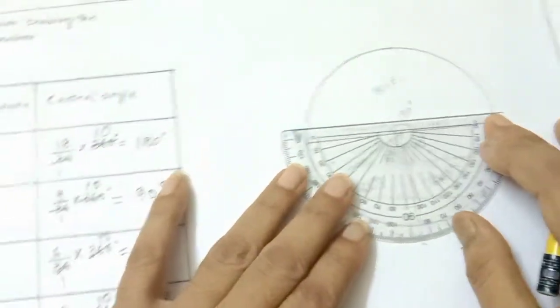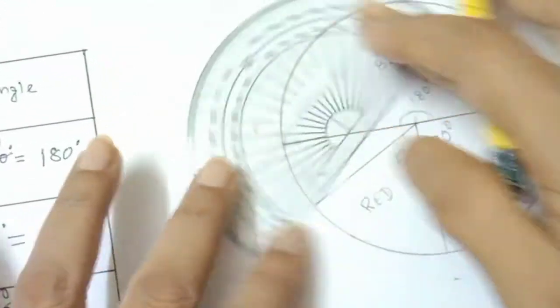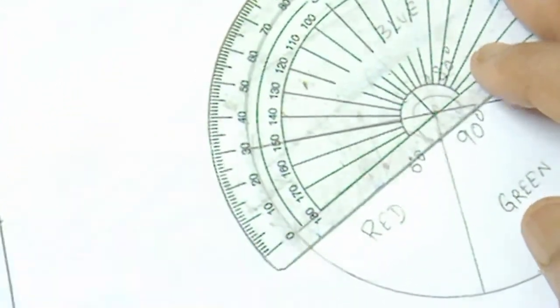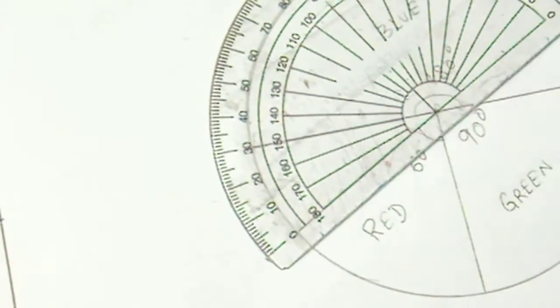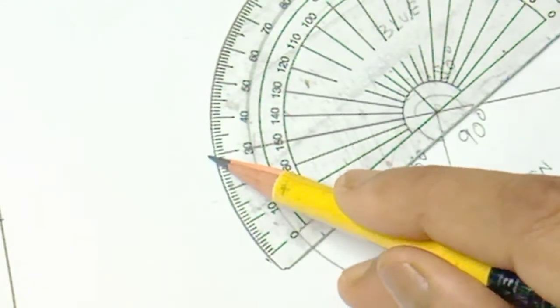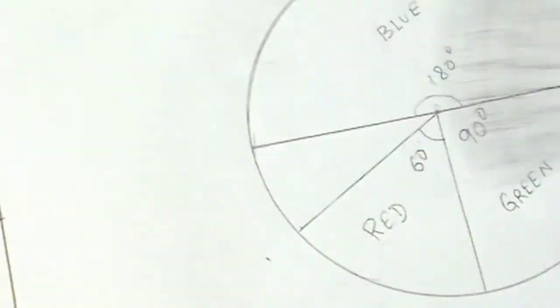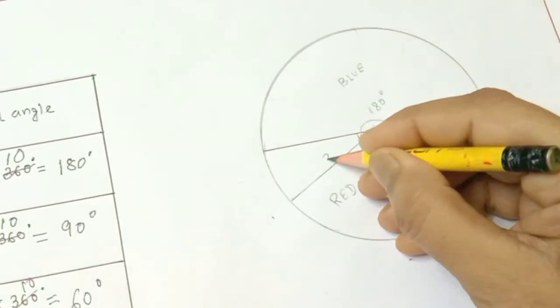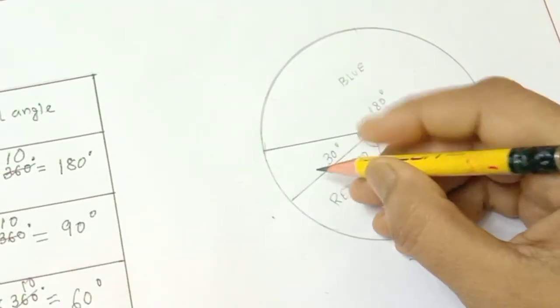You can see that if you use this as the center and this as the baseline, then it is exactly 30 degrees. I think it is very clear to you that it is 30 degrees. Okay. Now in this way all the central angles you can find out, and this is for yellow color.